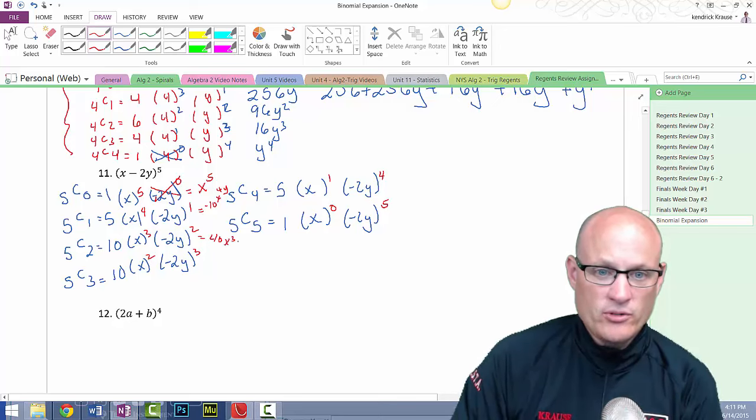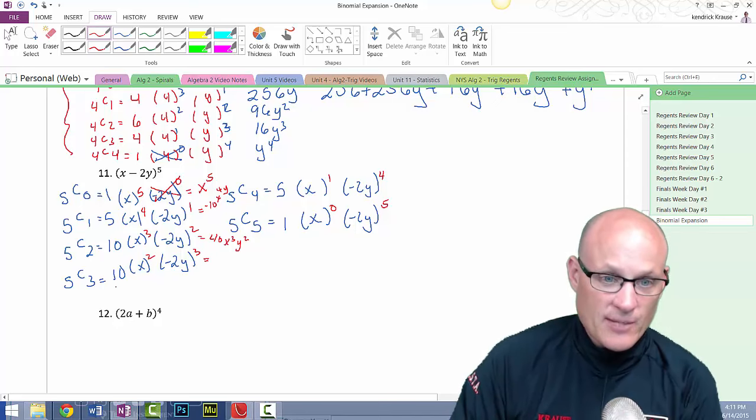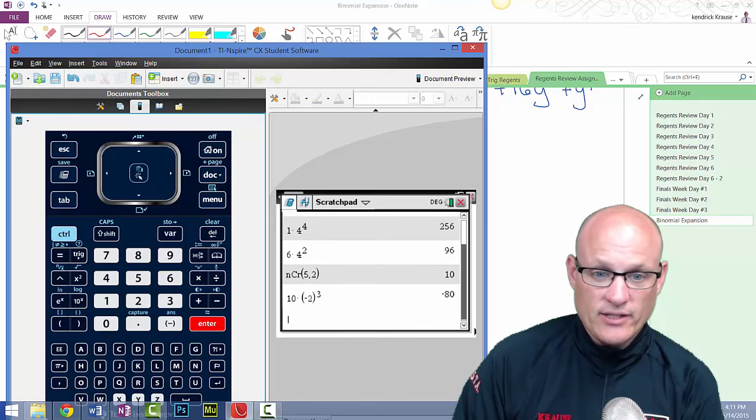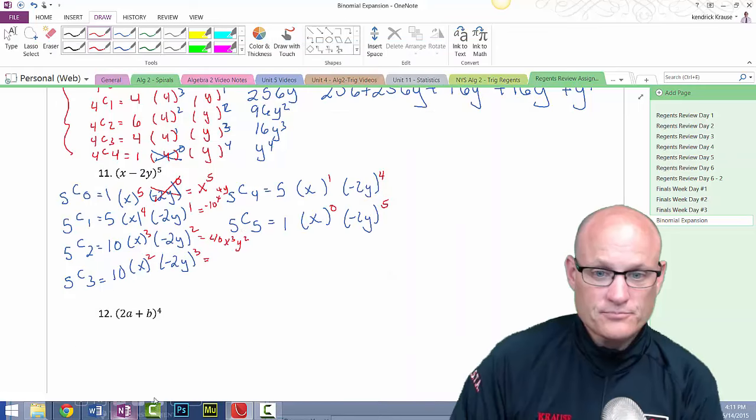X cubed y squared. This one is 10 times x squared times negative 2 to the cube. Now, if you want, you can just type in all the numbers. Like I could go through and just go 10. Now, the x I don't need to, so parentheses, negative 2, parentheses, cubed, and I get negative 80. So this is negative 80 x squared y cubed.